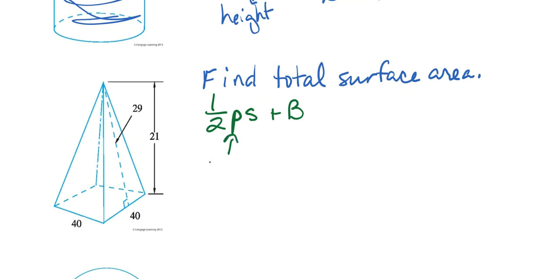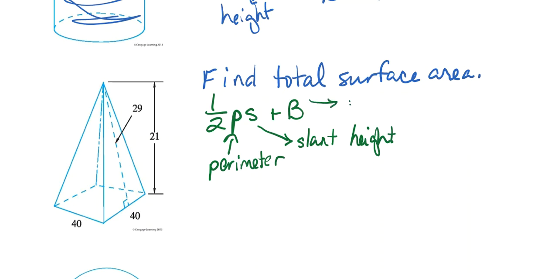P is our perimeter. S is our slant height. B is capitalized. It's the area of the base. So let's see what I have. My perimeter looks like I have a square on the bottom. So 40 times 4 would be 160. So 1/2 times 160. Now my straight up and down height is 21. It is a slant height of 29.